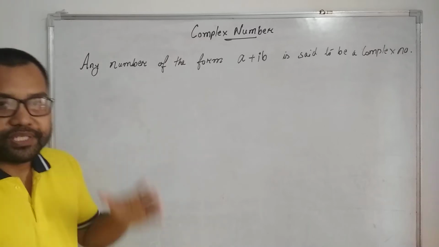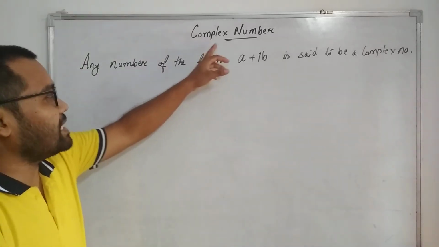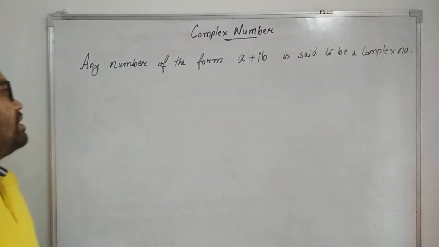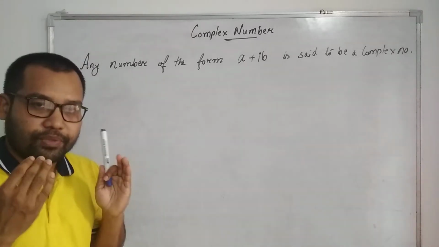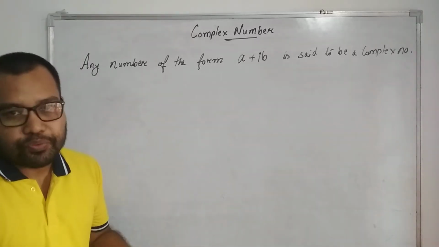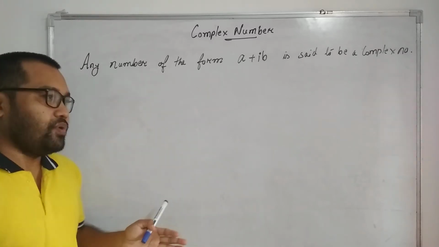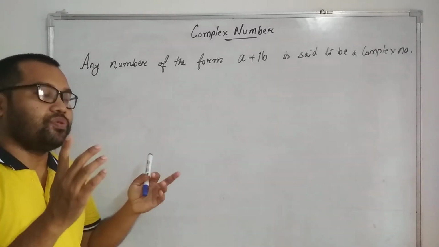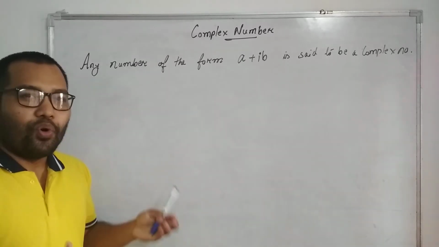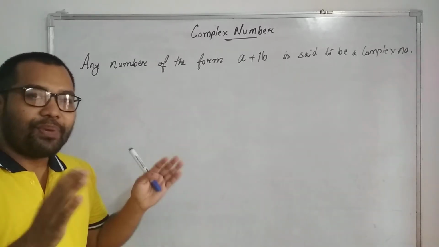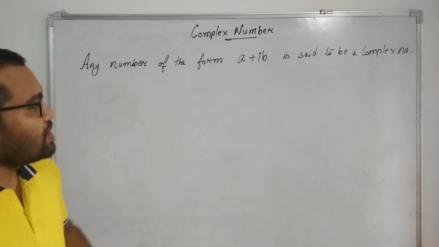So today we are going to start with a new chapter called complex numbers. We will see one by one how complex numbers work. What type of numbers do we call a complex number? We'll see. You might have seen all the numbers. We have natural numbers, real numbers, whole numbers, odd numbers, even numbers. So various types of numbers that we have here.